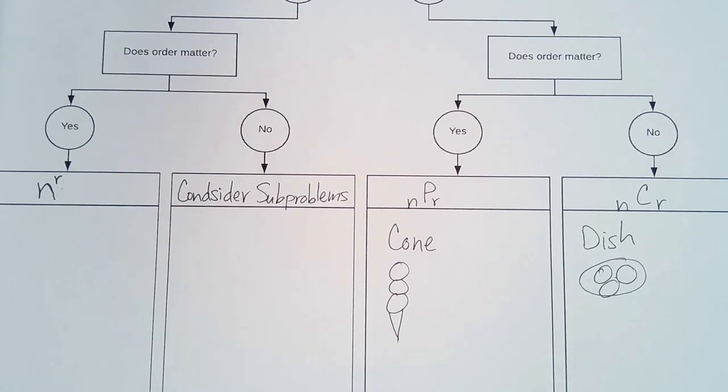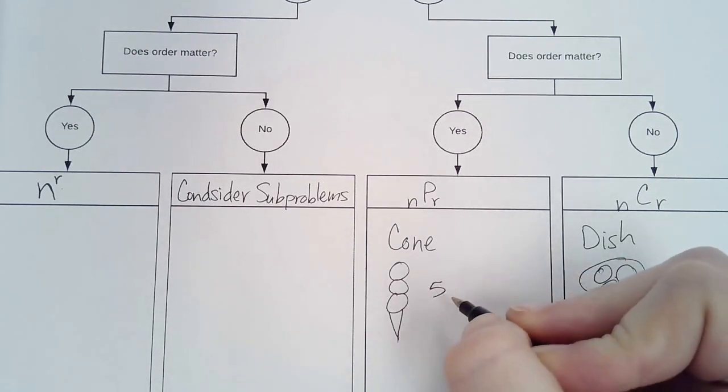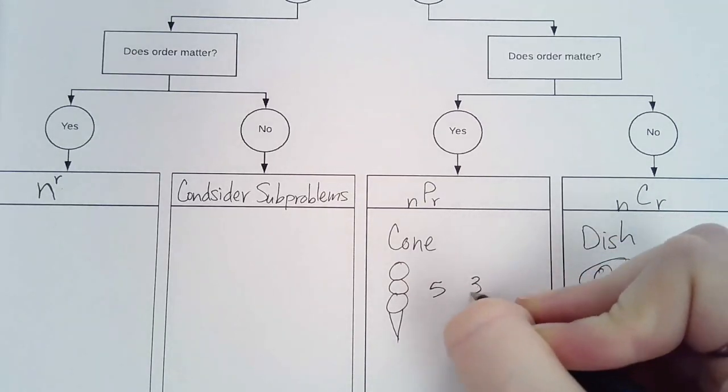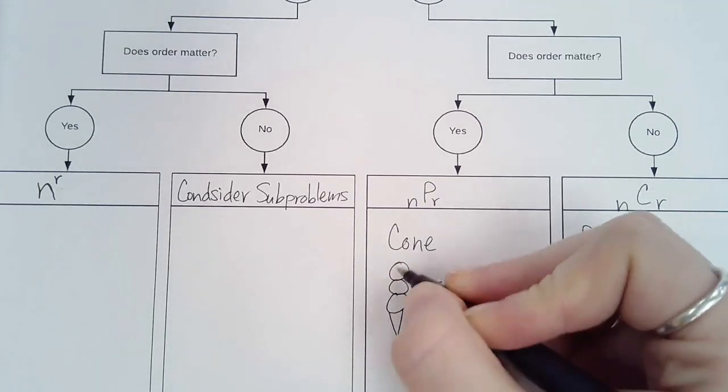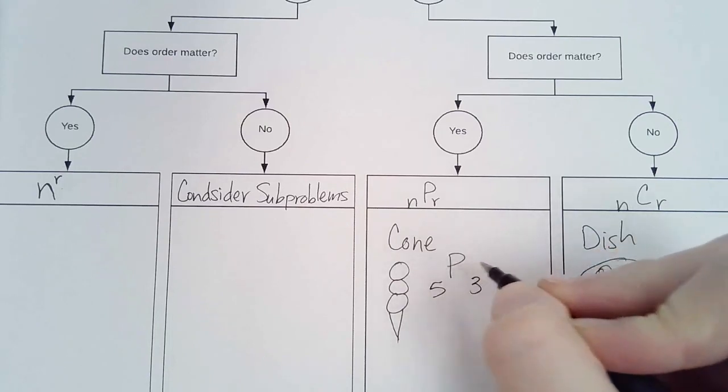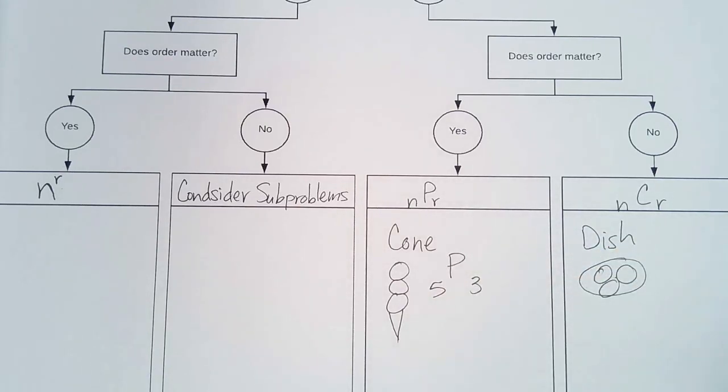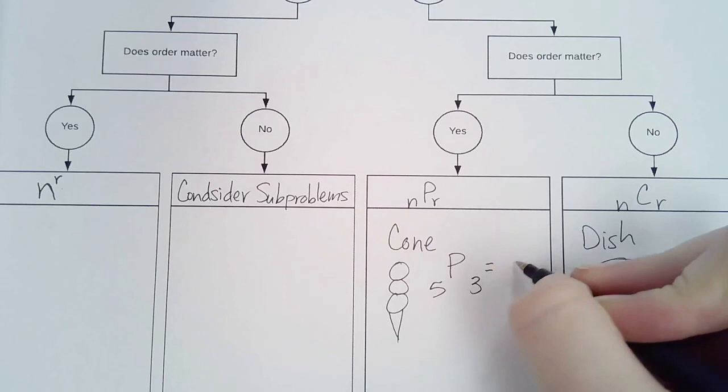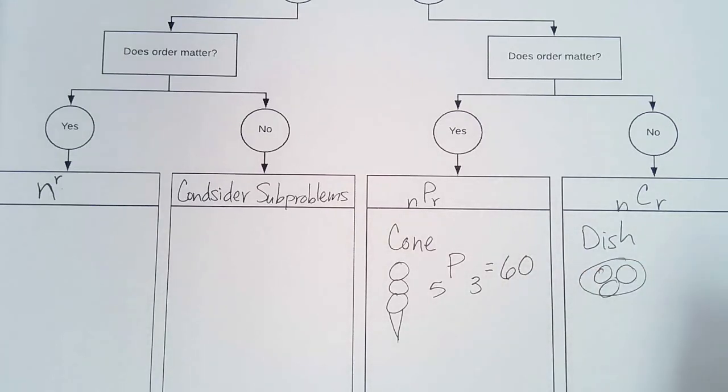We're going to pretend now that this ice cream shop only has 5 flavors just to make the numbers smaller and easier to work with. So they've got 5 flavors. We are choosing 3 of them. We're taking 3 different flavors and we're stacking them in an order on our cone. So that is a permutation. And so that gives us 60 different ice cream cone options.